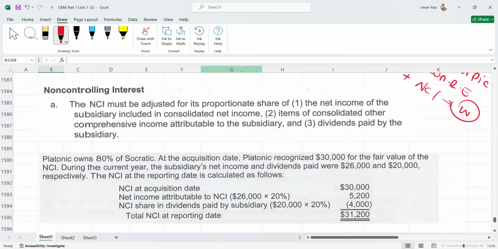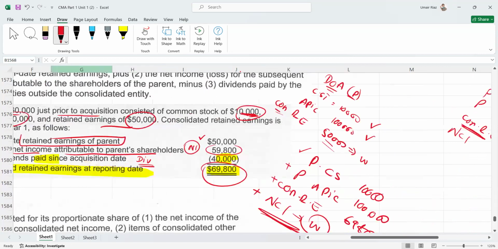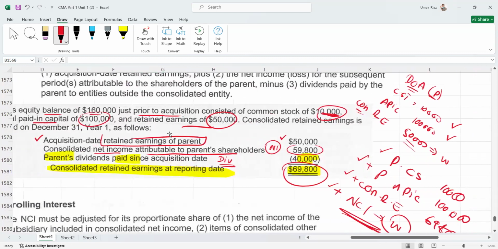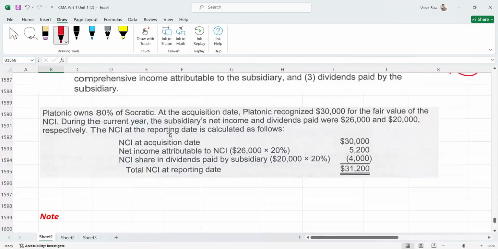Next working I'm showing you, because next figure you have to show for non-controlling interest, right? Parent's common stock we will show, additional paid in capital of parent, then consolidated retained earnings I already told you. Now NCI working. So NCI working, how will you calculate? This is the formula which we will follow.